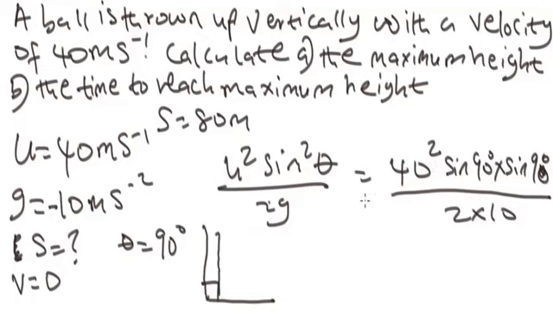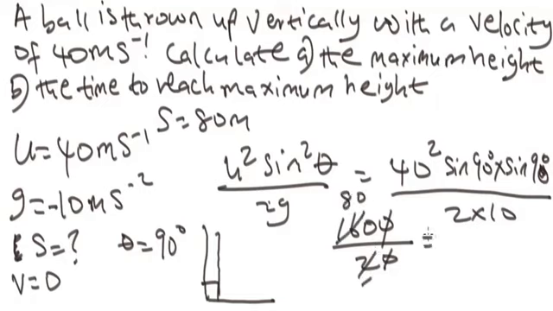This is the same thing as 40 squared, which will give us 1600 over 2 times 10, which is 20. So 1600 divided by 20, you're going to get 80. So you can see that you still get the same value for maximum height, 80 meters.